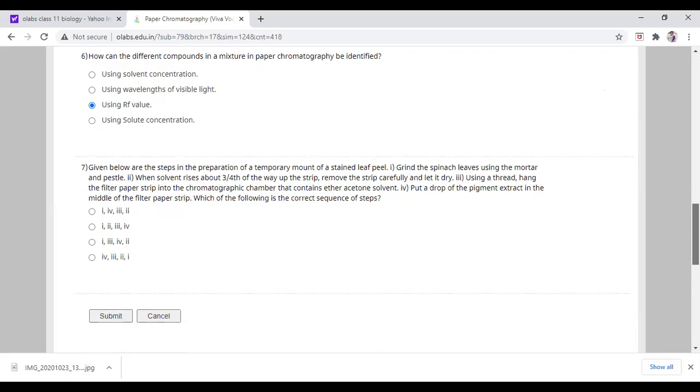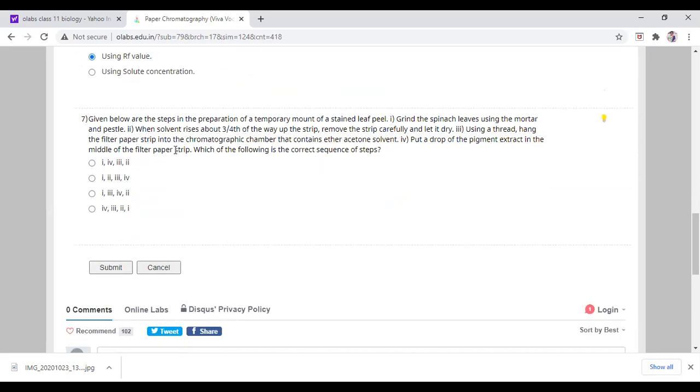We can identify various pigments. Given below are the steps. One, grinding the spinach leaves using the mortar and pestle. Second, when the solvent rises 3/4 of the way up the strip, remove the strip carefully and let it dry. Using the thread, hang the filter paper strip into the chromatographic chamber containing ether and solvent. Put a drop of the pigment extract. What will be the order of the sequence?